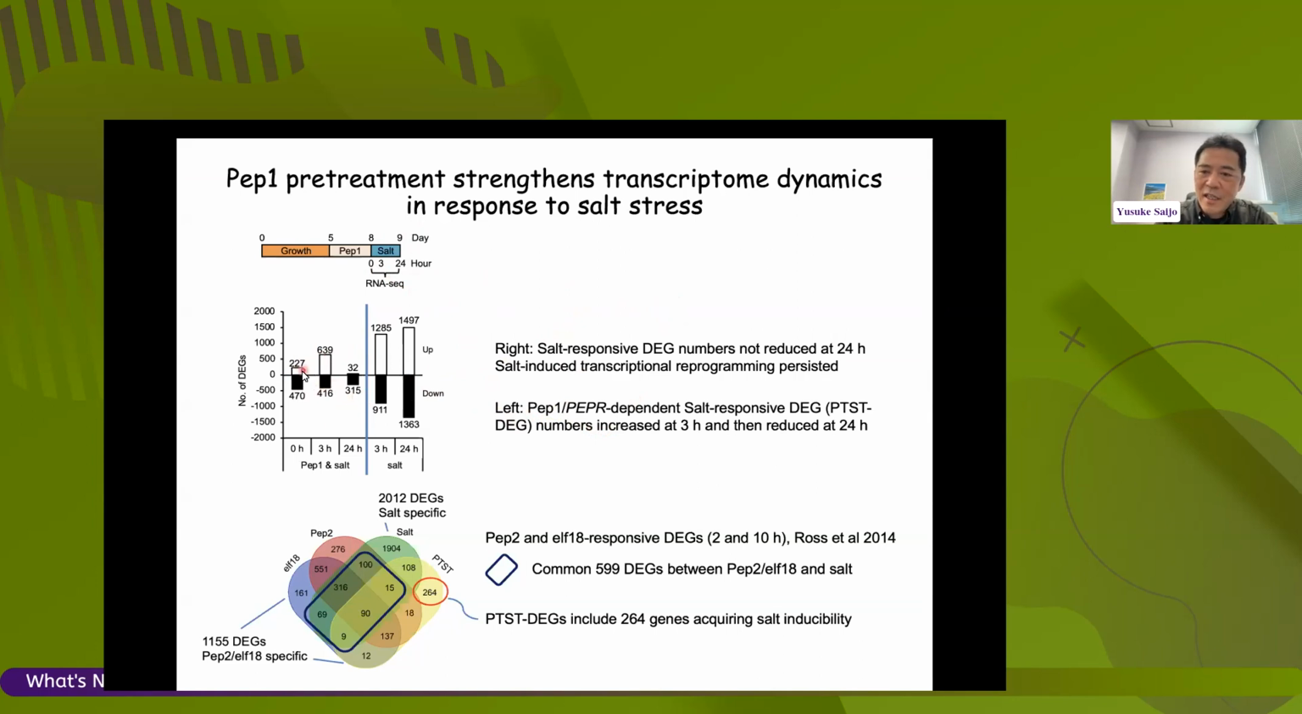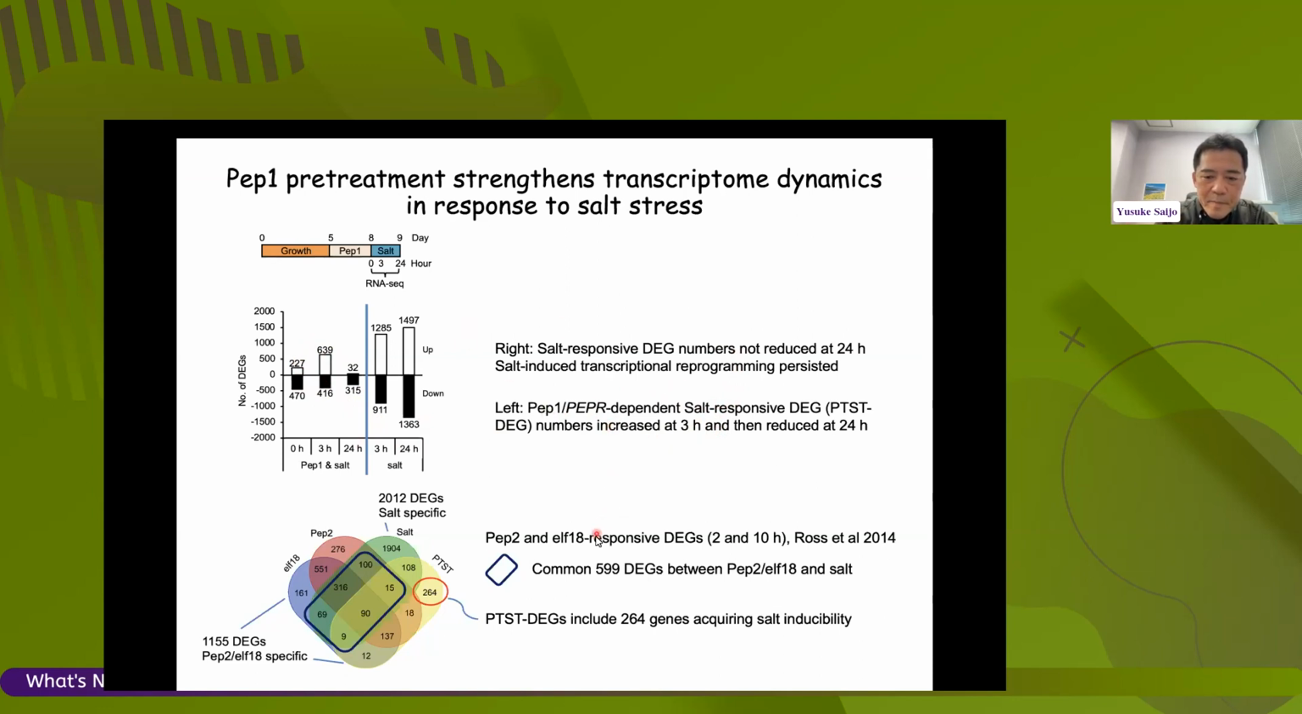So you can see a higher impact at the rather early time points compared to 3 hours and 24 hours. So we infer from these data that this PTSD effect conferred by the pattern receptor or PEP receptor is prominent at an early phase of salt stress exposure.